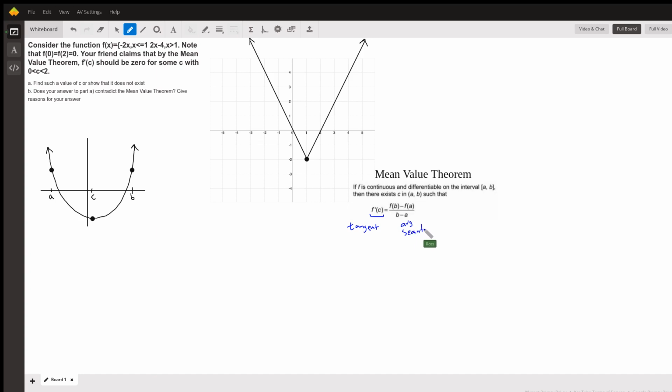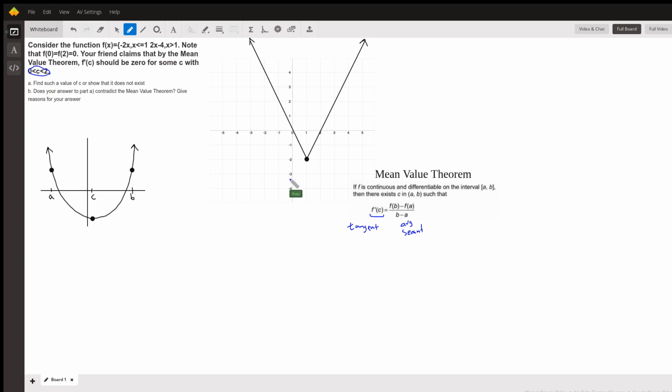So what the MVT is really saying is that if you pick an interval, they're saying a to b, yours is going to be 0 to 2, then on that interval, whatever the average slope is, you should have a point where the instantaneous slope is also equal to the average slope. So you need a point where the slope of the tangent line is equal to the slope of a secant line. And I'll show you what that looks like down here in my graph.